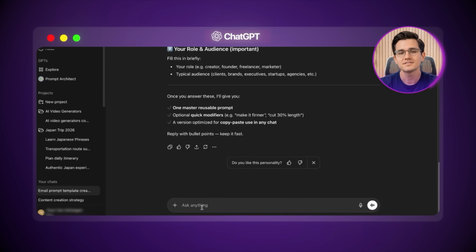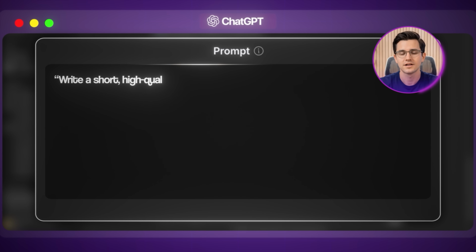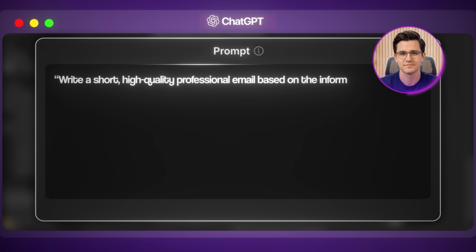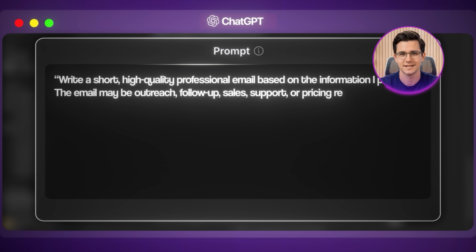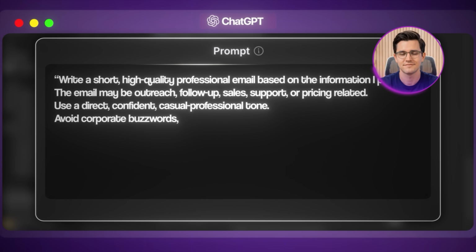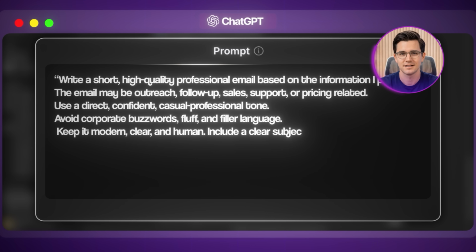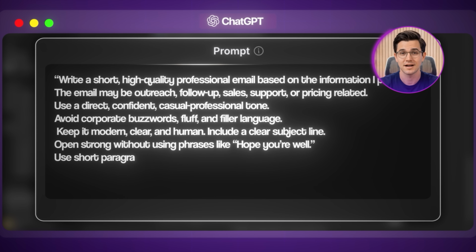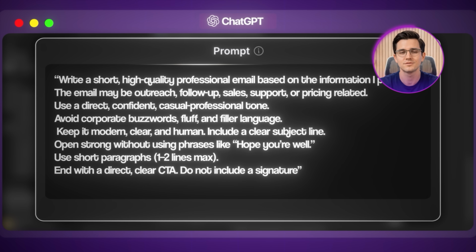For example, your final template might look like: "Write a short, high-quality professional email based on the information I provide. The email may be outreach, follow-up, sales, support, or pricing related. Use a direct, confident, casual, professional tone. Avoid corporate buzzwords, fluff, and filler language. Keep it modern, clear, and human. Include a clear subject line. Open strong without using phrases like, 'hope you're well.' Use short paragraphs, 1 to 2 lines max. End with a direct, clear CTA. Do not include a signature."